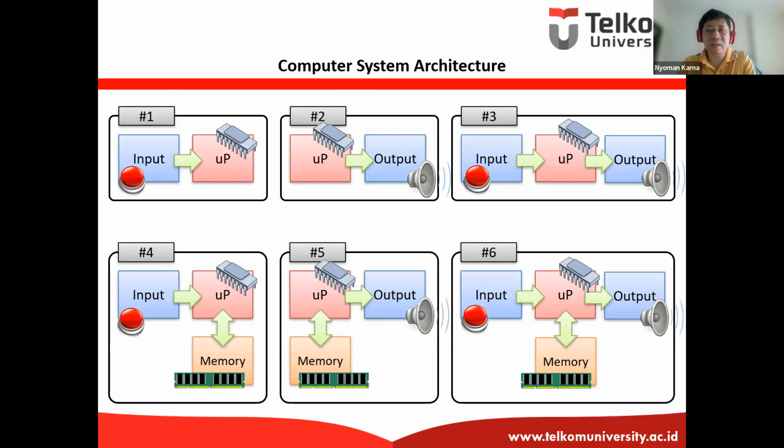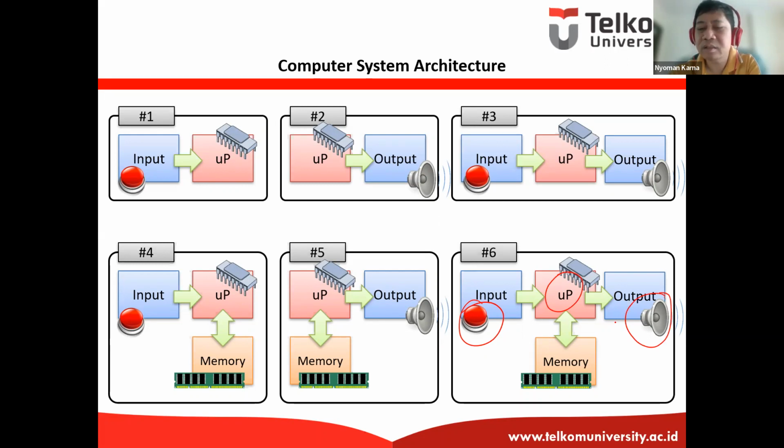Last time we discussed several types of computer system architecture. We have the most sophisticated system, which has an input, in this case a push button. Every time we press the button, the status of the button, pressed or not, will be read by the microprocessor. And then that status of the button will be used to either turn on or turn off the speaker as the output.